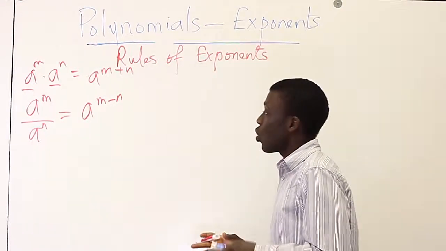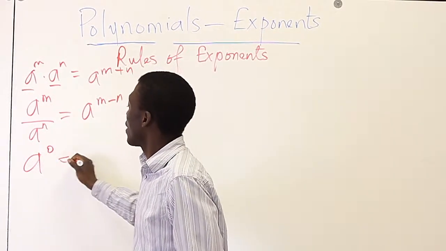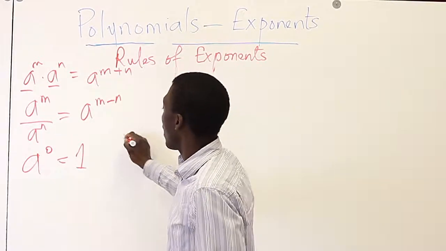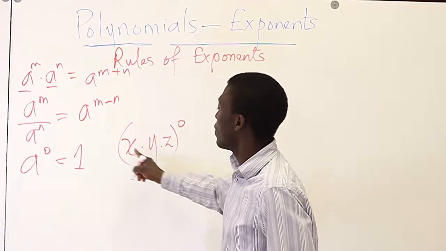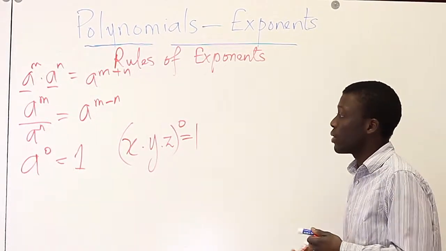So now I just want to talk about two other principles. If something is to the power 0, it's always equal to 1, no matter what the thing is. So if you have (xyz) to the power 0, this whole thing just becomes 1. Anything raised to the power 0 is 1.